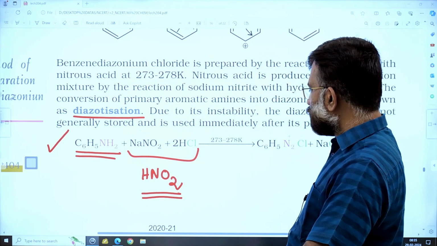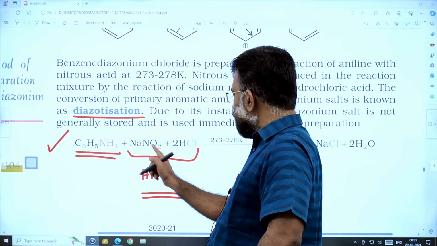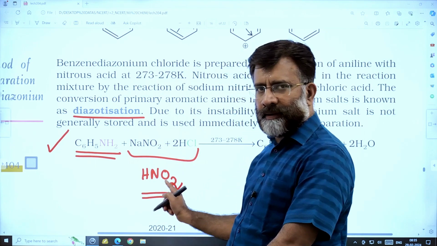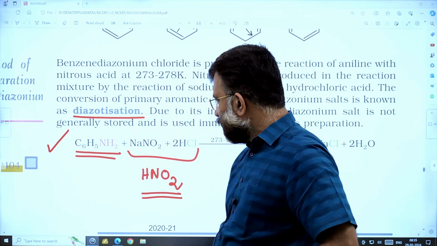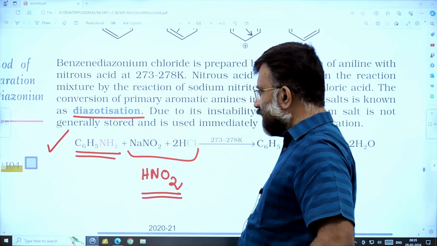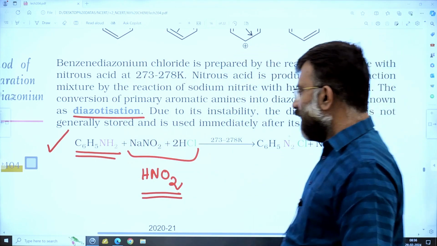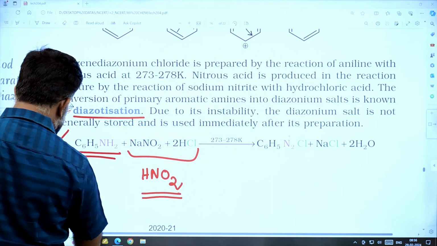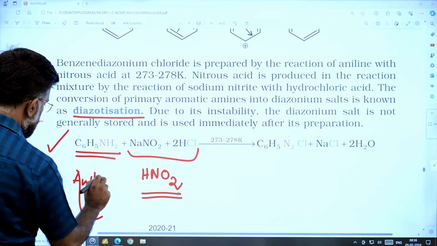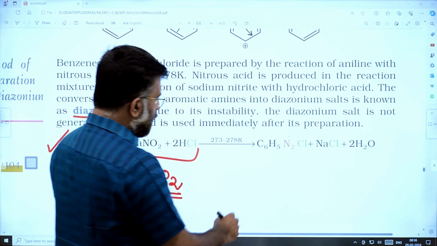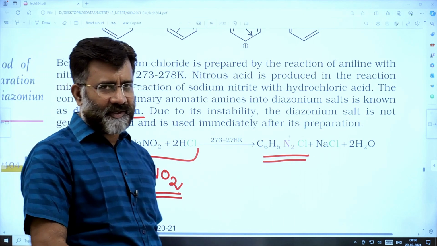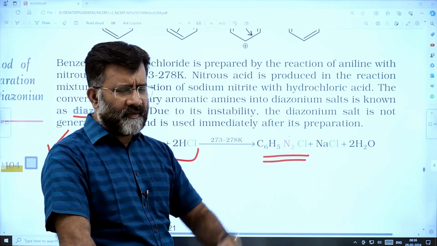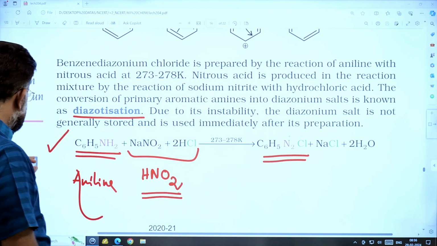This is diazotization. When you mix NaNO2/HCl, you are actually taking nitrous acid. Nitrous acid is unstable and is prepared in situ. And this, when treated with primary aromatic amine, that is the so-called aniline, you get benzene diazonium chloride. Diazotization, already learned when we were learning Sandmeyer's reaction and all.